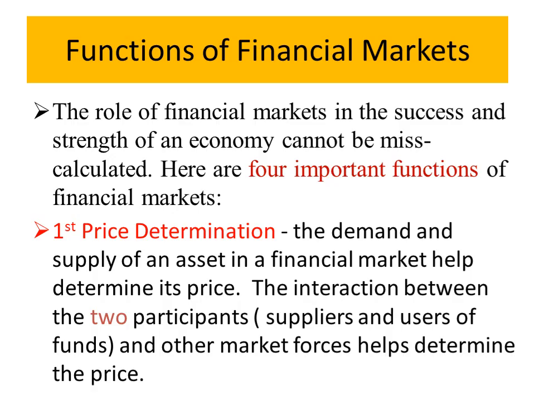The first function of financial markets is determination of the price. The demand and the supply of an asset in the financial market help determine its price. The interaction between the two participants, supplier and user of funds, and the other market forces help determine the price. So the first function of financial markets is to determine the price of financial instruments.